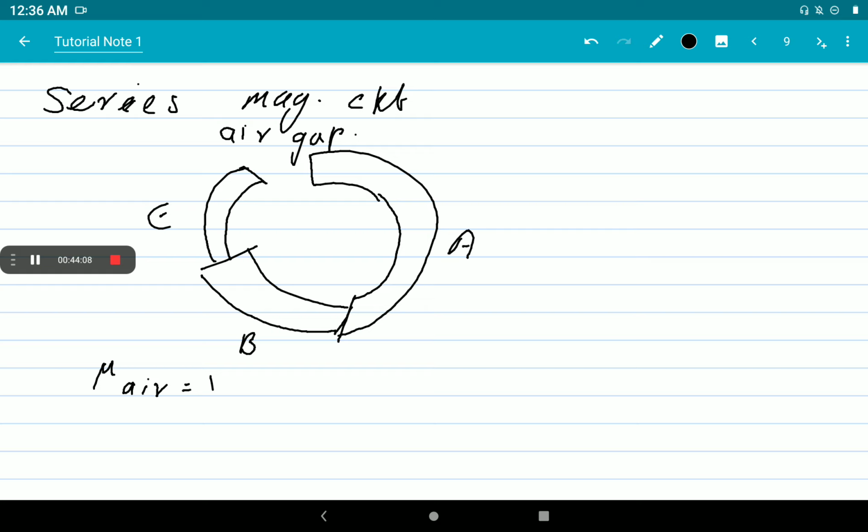Each path will have its own reluctance. So for a magnetic circuit, each path will have its own reluctance. So total reluctance will be the sum of individual reluctance as they are joined in series.